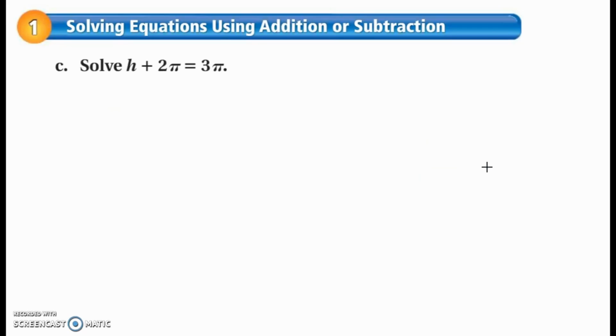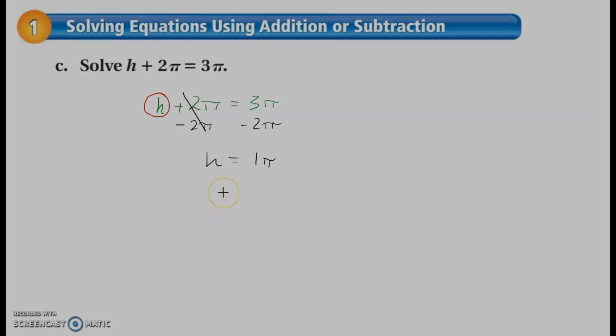All right. Now here we have pi involved, but that doesn't change anything. h plus 2 pi is equal to 3 pi. We want to find what the value of h is. All right, so we are going to subtract 2 pi from each side. That cancels out this 2 pi, and then h is equal to 1 pi, or h is equal to pi.